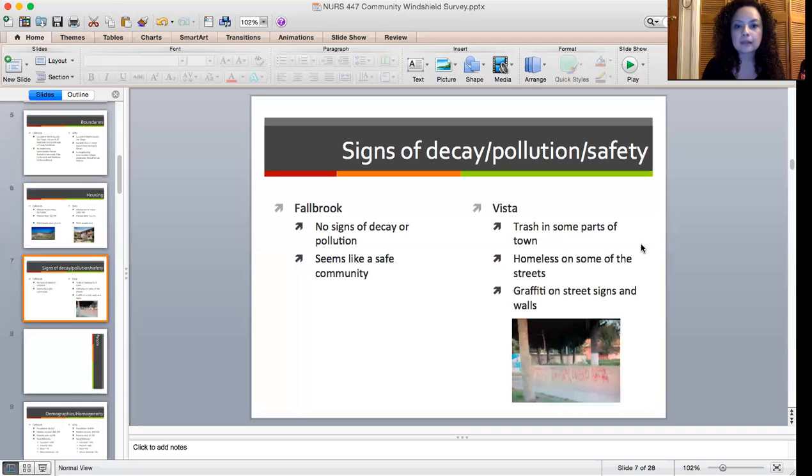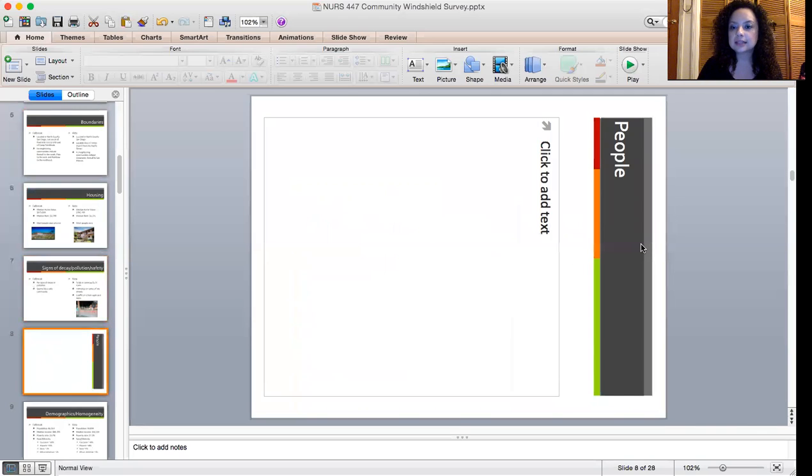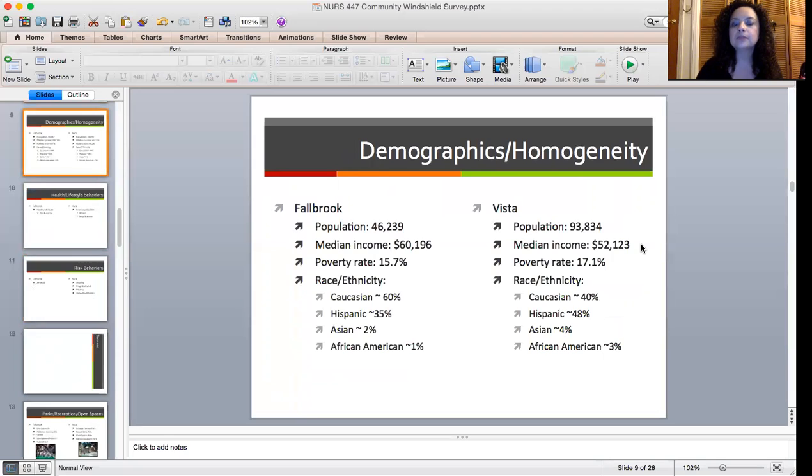Okay. Signs of decay, pollution, and safety. So in Fallbrook, I found no signs of decay or pollution. It seemed like a safe community. In Vista, I did find some trash in parts of town, a couple homeless on the streets, and I also found graffiti on street signs and walls. Next section will focus on people.